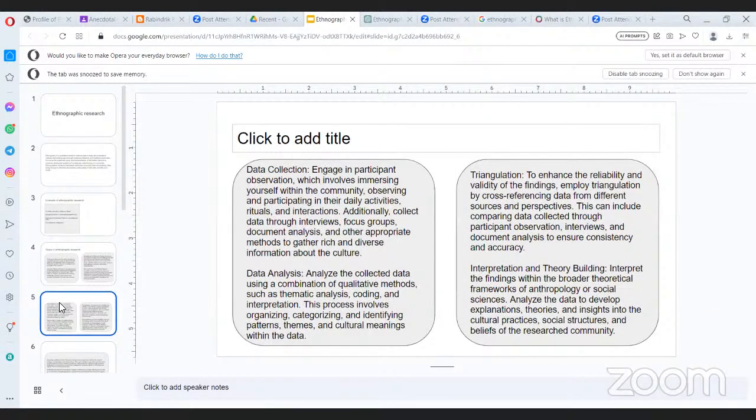Data collection. Engage in participant observation, which involves immersing yourself within the community, observing and participating in their daily activities, rituals, and interactions. Additionally, collect data through interviews, focus groups, document analysis, and other appropriate methods to gather rich and diverse information about the culture.